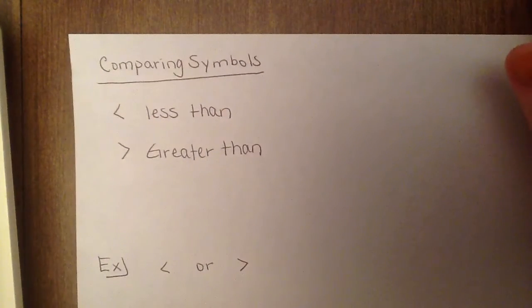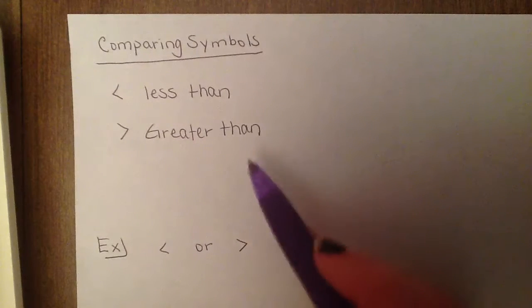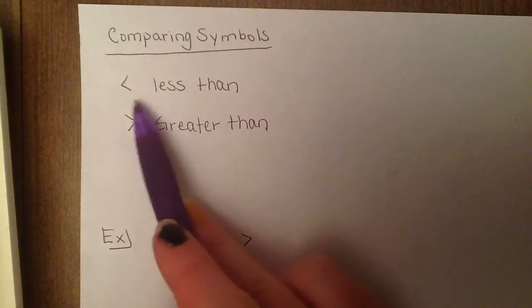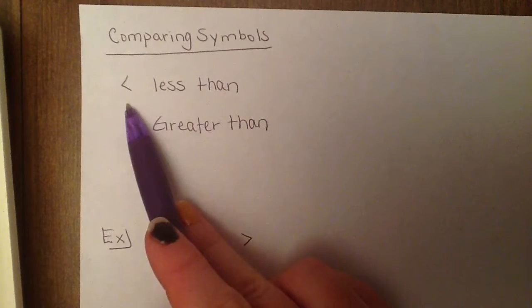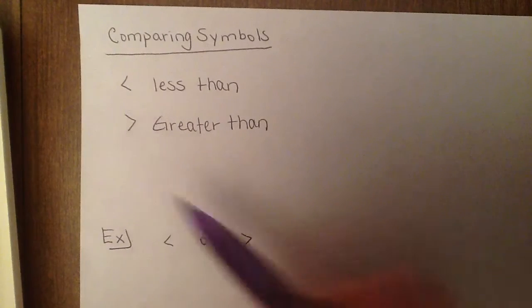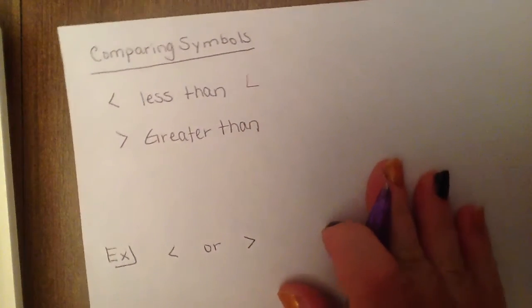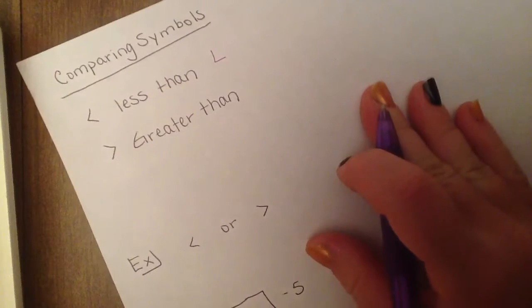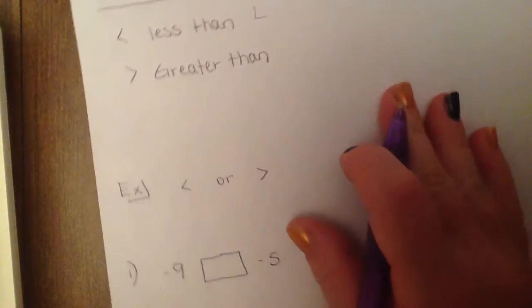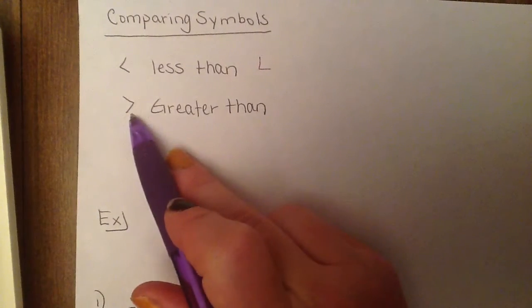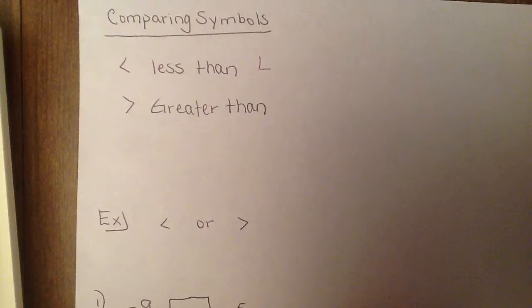When we are comparing numbers, we use these comparing symbols. They're also called inequality signs. This symbol here represents less than. And an easy way to remember which one is which, is the less than sign kind of looks like an L. If you were to move it a little bit and rotate it, you would get that L. So the less than sign looks like an L, which leaves the other one to be the greater than sign. We're going to use these two symbols to compare numbers.